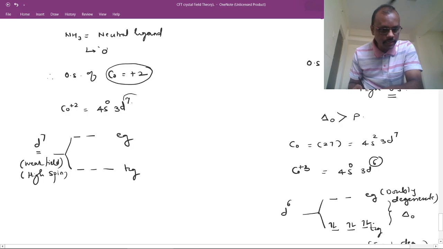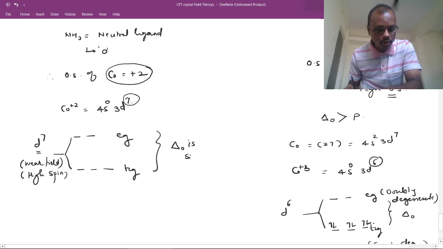We have to fill 7 electrons. My delta 0 in this case is small. So what will happen? Once the electrons fill the t2g orbital, the fourth electron will go into the higher energy orbital: 1, 2, 3, 4, 5, 6, 7. Here the electrons occupy the eg orbital as well, because delta 0 is very small.